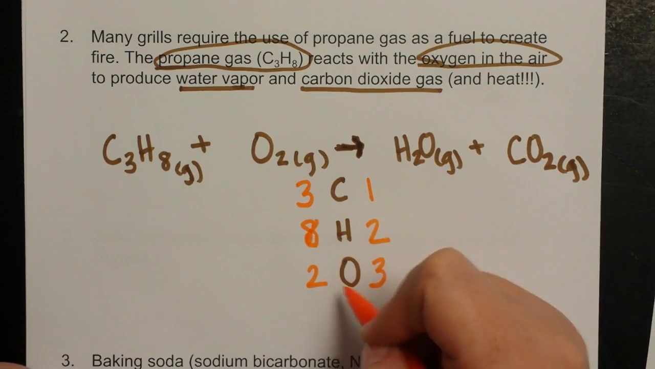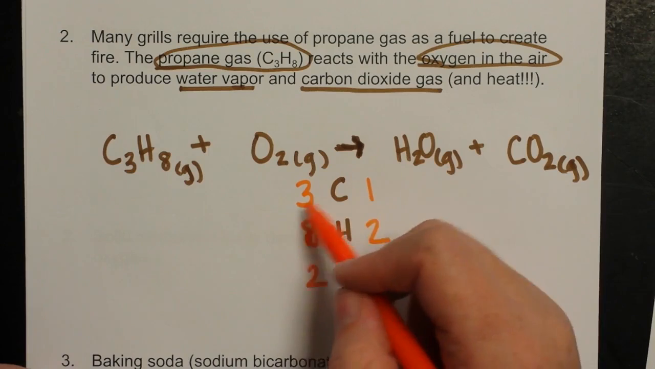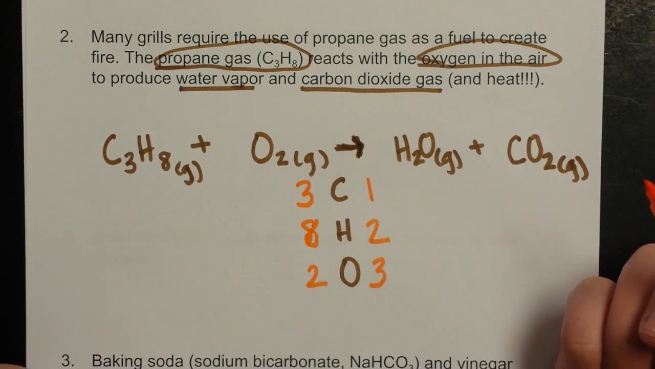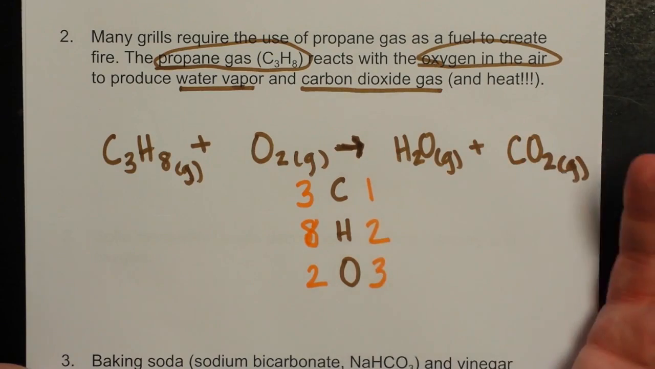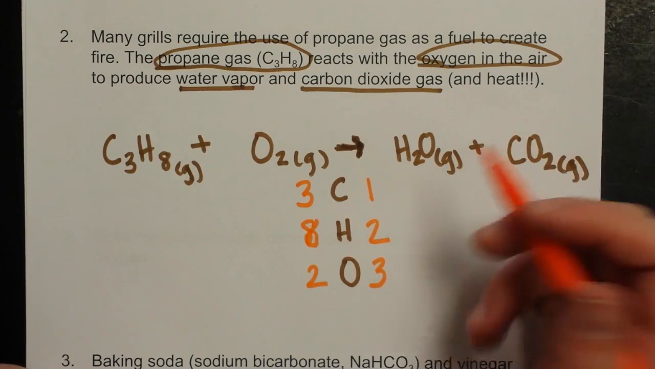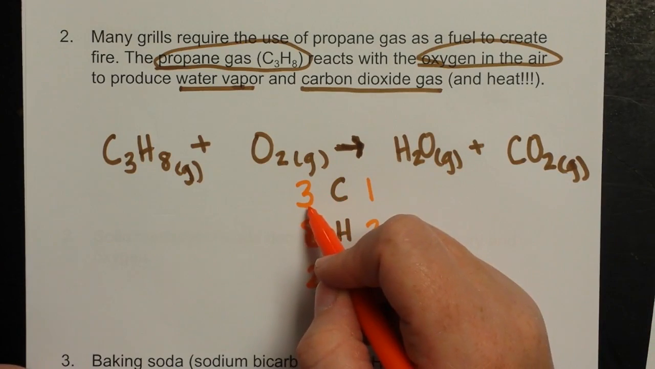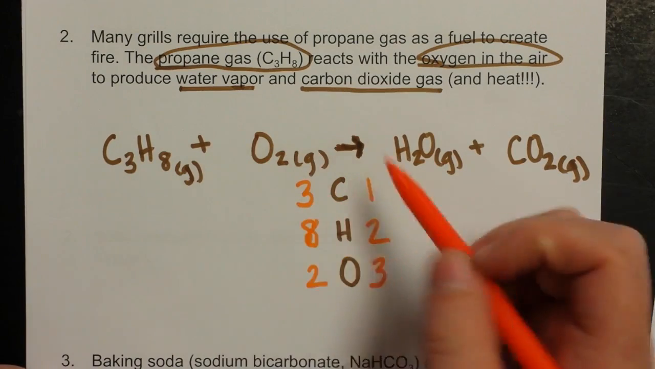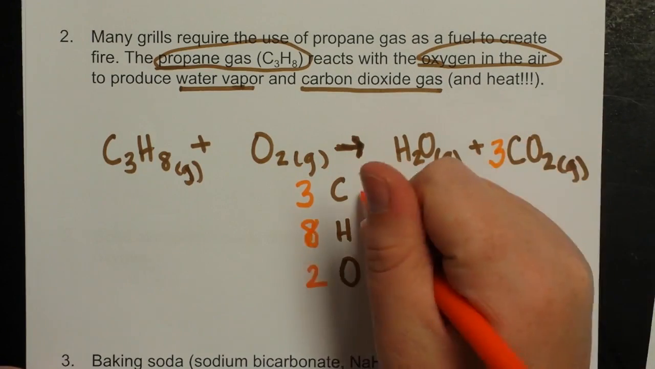You can pick your battle, which one you would like to start with. In this case I might just work my way down, because I don't have just one element by itself that is not diatomic. So I'm just going to work my way down and see how it goes. I've got 3 carbons on my reactant side, only 1 on my products. So let's put a 3 there and see what happens.